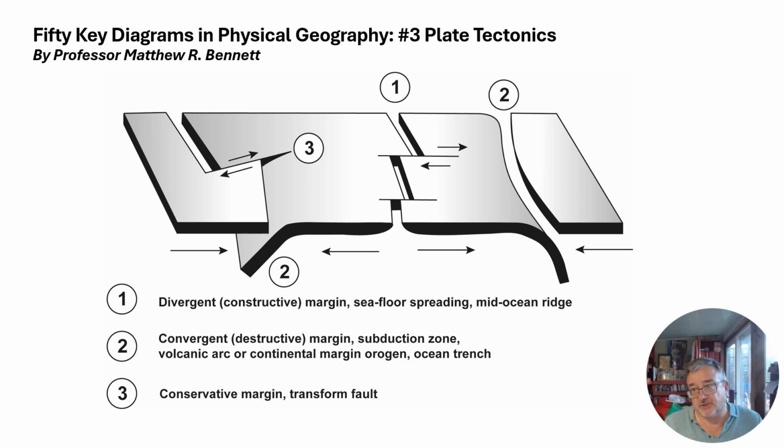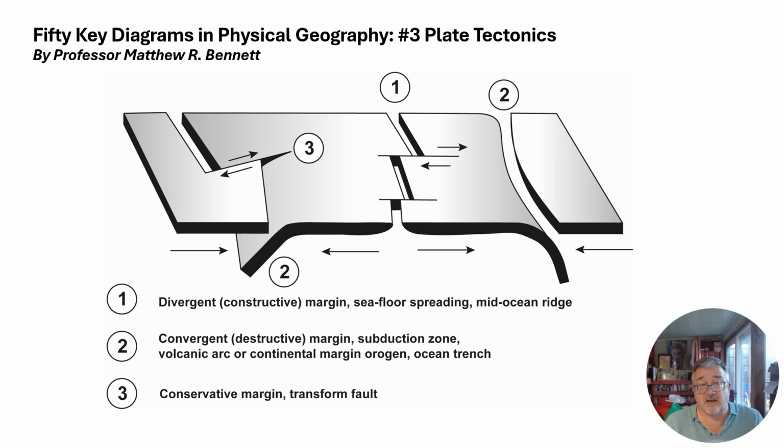And we get mountains, the Andes, for example, and volcanoes formed here. So this is convergent, destructive margins, also known as subduction zones, because that angle going down here is a subduction zone. If it's continental crust on one side and ocean on the other, we call them continental margin arcs. And if it's ocean crust and ocean crust, then a chain of volcanic islands is created, and we call them volcanic arcs. Note also that the deepest parts of the ocean crust here are ocean trenches.